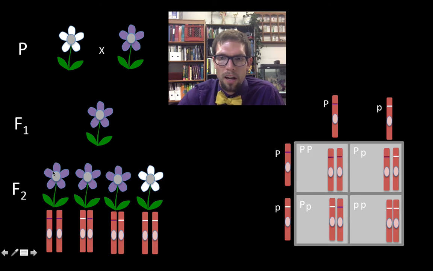So we can see purple, purple, purple, white, white, purple, and white, white. So you end up with the three different flowers. So you have a 3-to-1 ratio here of the dominant trait to the recessive, or you have a 1-to-2-to-1 ratio of the homozygous dominant to the heterozygous to the homozygous recessive zygotes.